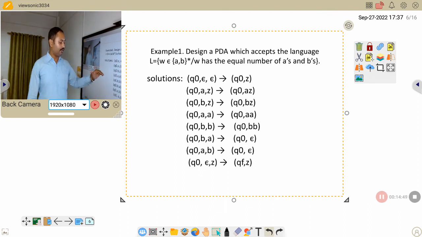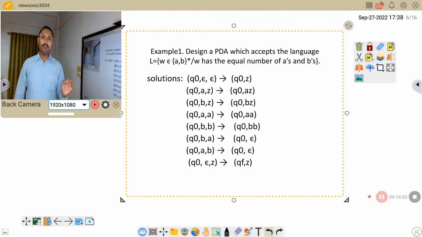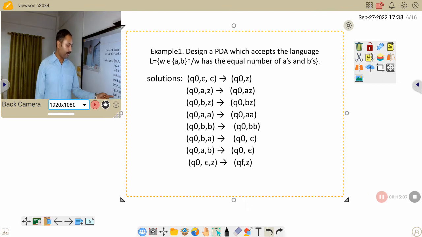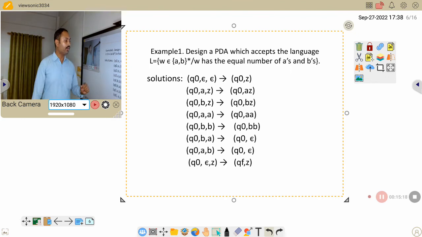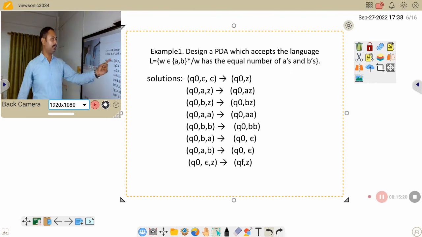And at the last, there is no symbol in the stack, just Z over there, which means now the stack is empty. So we can now end our execution. So that is why Q0 turns into QF, QF being the final state, and Z will remain Z again. So this is the overall solution of this example, that is, the string has an equal number of A and B.